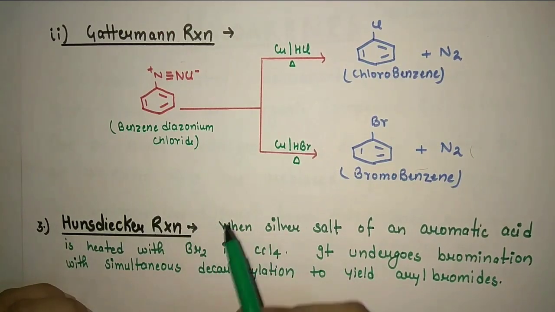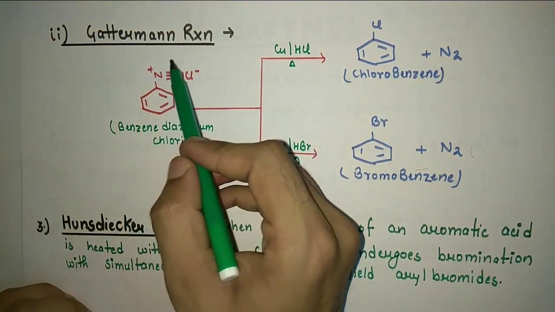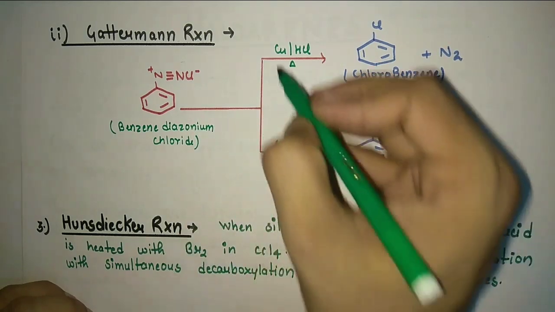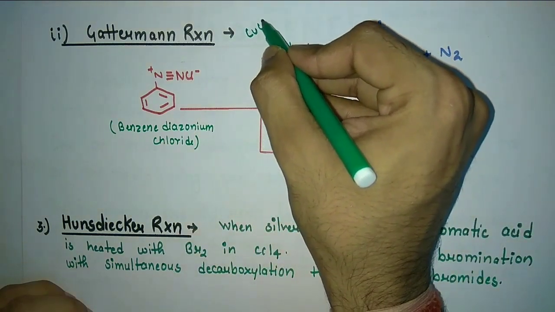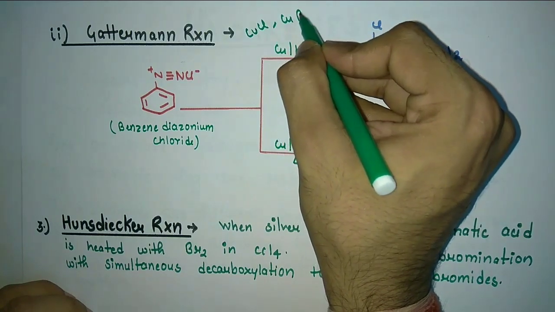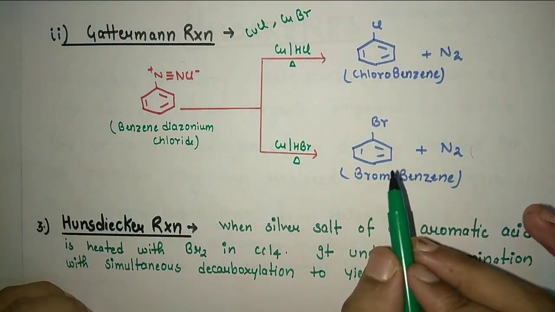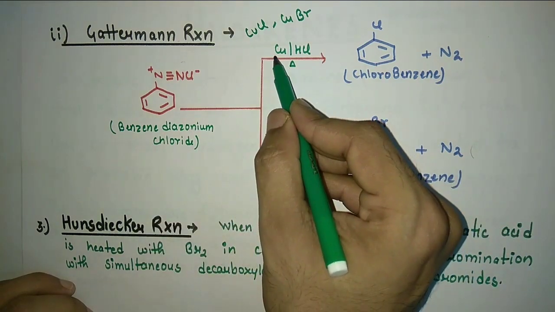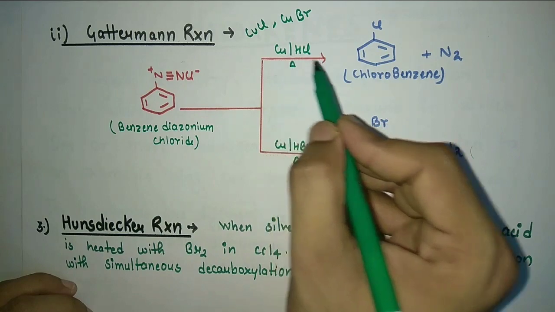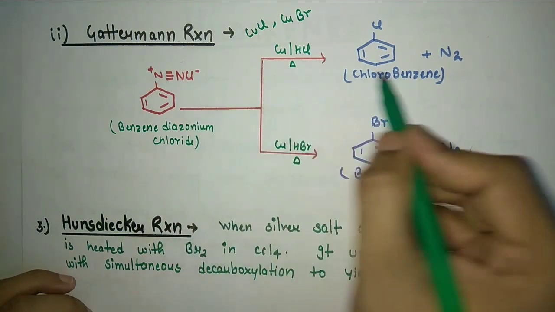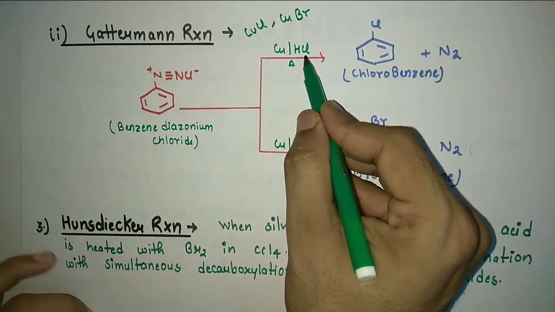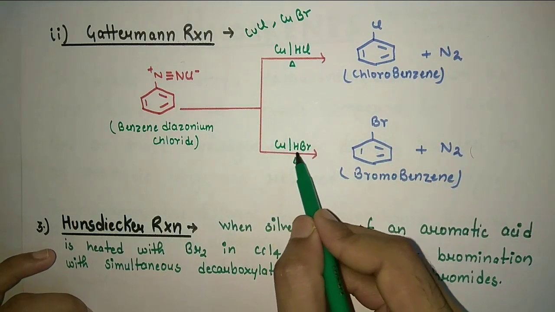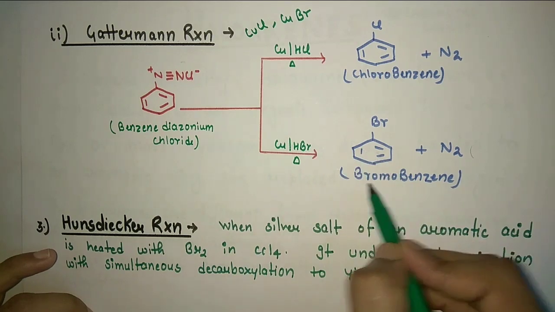Now, the next method of preparation of haloarenes is by the Gattermann reaction. This is similar to the Sandmeyer reaction. In the Sandmeyer reaction, we were using the cuprous chloride or cuprous bromide in the presence of the corresponding halogen acid. But in the Gattermann reaction, we use freshly prepared copper powder and the corresponding halogen acid to produce the chlorobenzene. If we take HCl and the copper powder, then we get the chlorobenzene, and if we take HBr, then we get the bromobenzene.